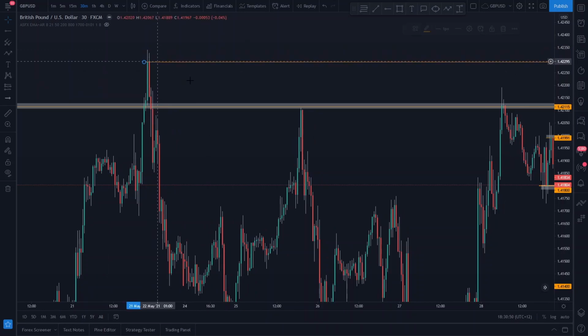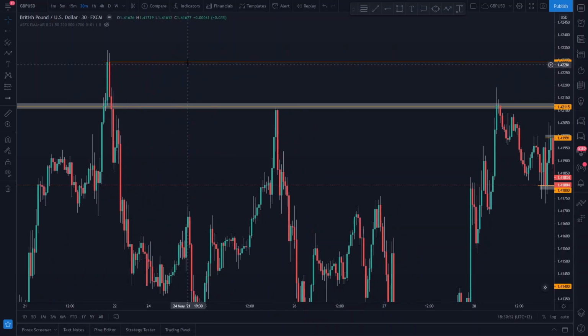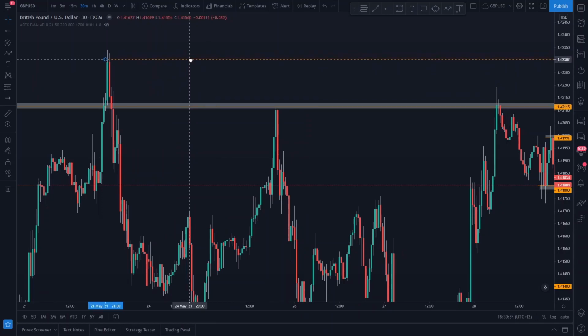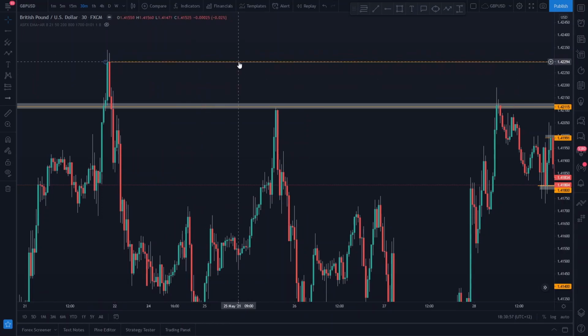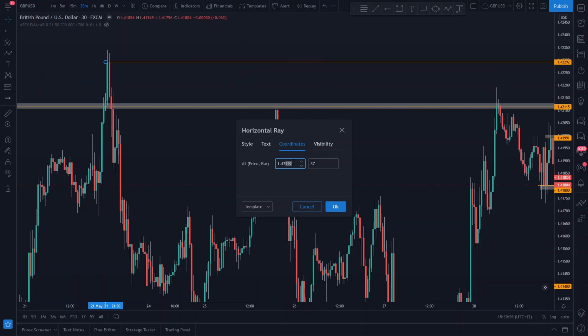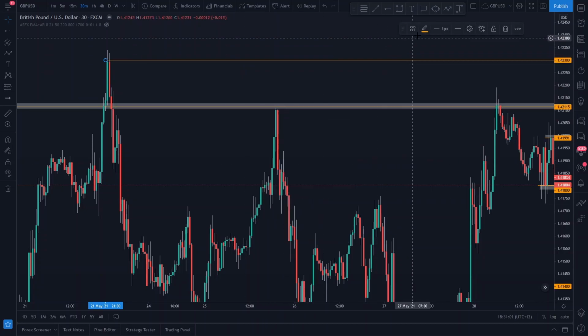We can just bring it down on 30 minute chart, 42,300. Let's just bring it to 42,300. Perfect. Make a nice box around it.